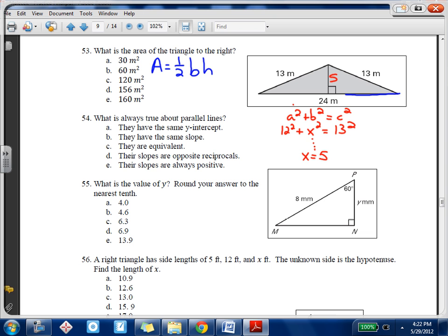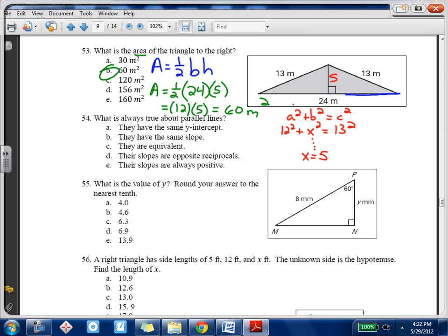So if we go back to my formula I wrote over on the left, the area is 1/2 the base. We're back to the whole triangle now, so we want the entire triangle. The base is 24. The height is 5. Half of 24 is 12, so it's 12 times 5. 12 times 5 is 60. Remember, units, we're looking for an area. So the units are meters squared. That is answer B.